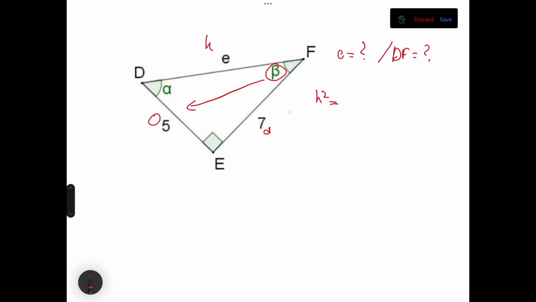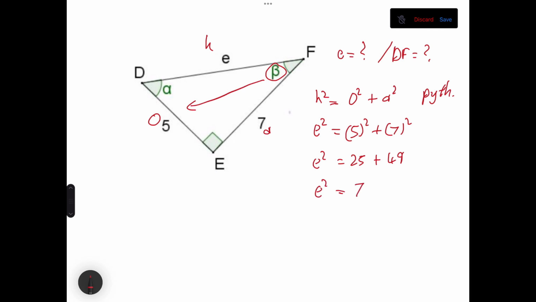They can state the question either way. So we're going to use h squared equals O squared plus A squared. What formula is this, people? Pythagoras theorem. Right. So our h we don't know, our opposite is 5 to the power of 2, and our adjacent is 7 to the power of 2. So E squared equals 25 plus 49, and then E squared equals 74. Now we're going to square root both sides to get rid of the square. E is equal to the square root of 74.